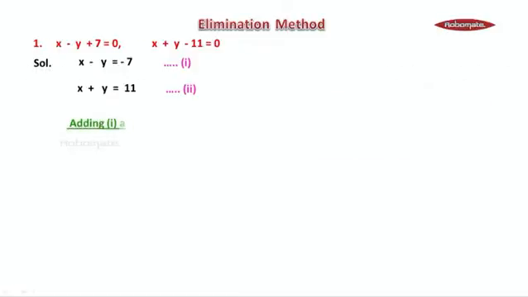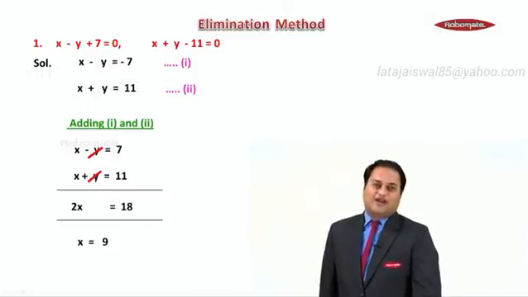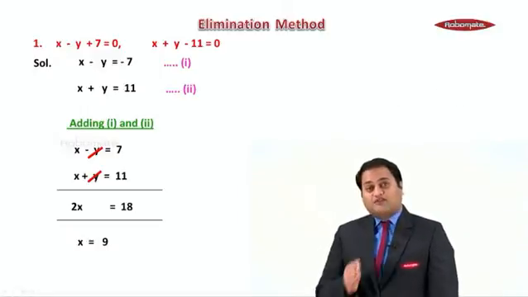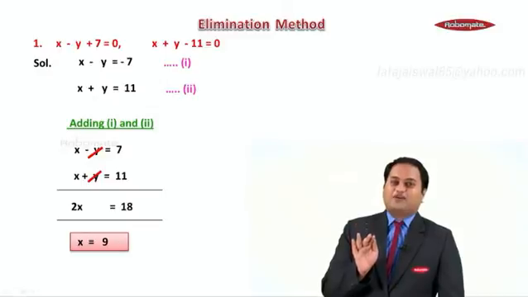We get, adding equation 1 and equation 2, x minus y is equal to minus 7, x plus y is equal to 11. Minus y plus y will get eliminated. We get 2x is equal to 18. We get x is equal to 9. Once you get the value of x as 9, now it's time for us to find the value of y.